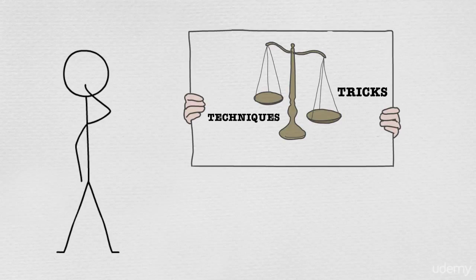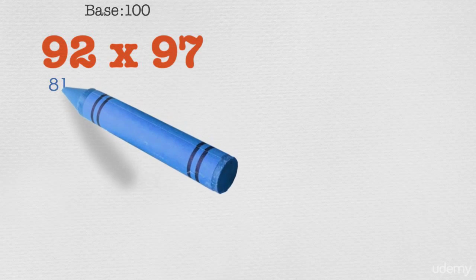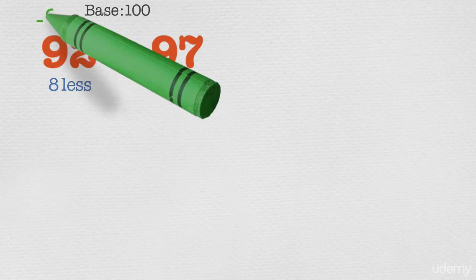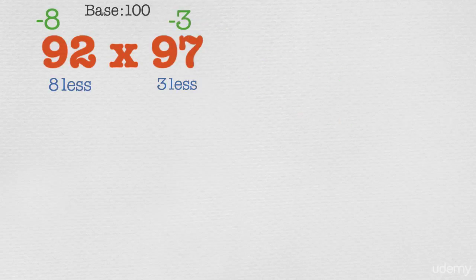Let's start with the base 100 problem. Since we covered this technique in a previous video, I will assume you are familiar with the concept. So if you need a revision, please do so now. What is 92 times 97? After identifying 100 as the base number, let's go ahead and find the difference numbers. 92 is 8 less than 100 and 97 is 3 less. So our difference numbers are -8 and -3.